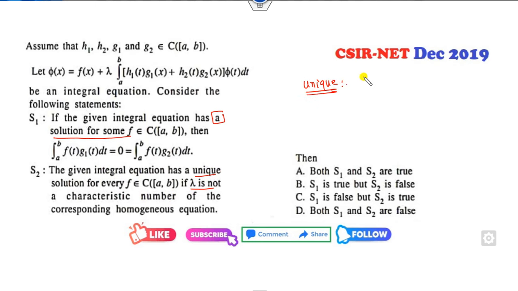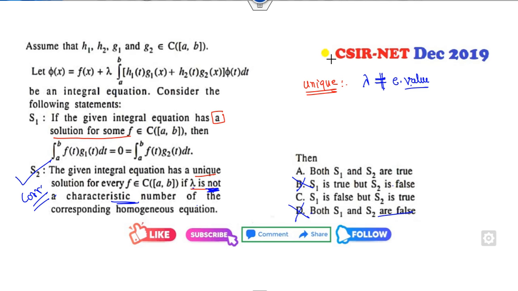What is the shortcut tip for you? Lambda is not equal to the eigenvalues. Now look at that. Lambda is not the characteristic number. Characteristic number means eigenvalue. When lambda is not equal to the characteristic number, that means S2 is my correct statement. Fine. So it means B option, S2 is false, cancel. D option is also cancelled.